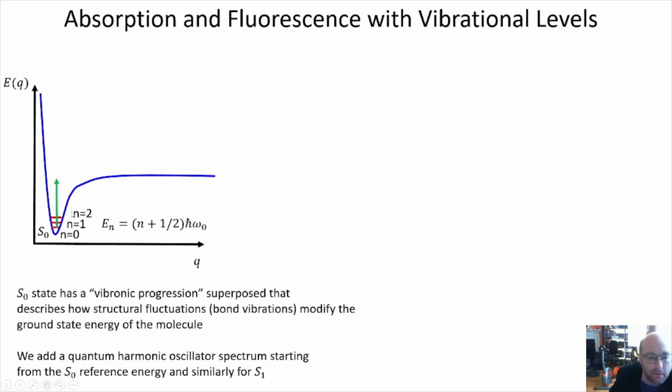And so now the ground state has a vibronic progression superposed on it that basically tells you how the structural fluctuations in the molecule modify the electronic energy of the molecule in very small ways, right? So this is actually the ground state of the molecule, the n equals 0 vibrational state.